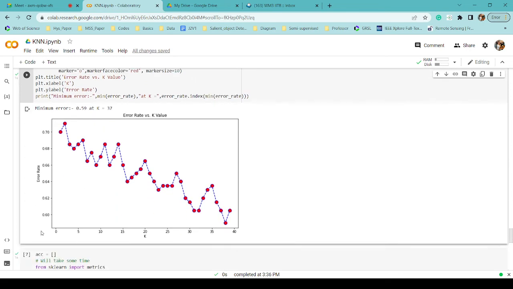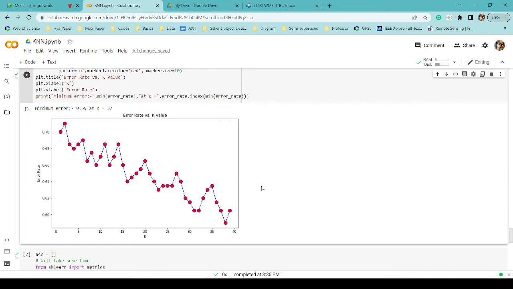Now see, when I took the value of k equals 1, my error was around 0.70. Similarly, when I'm taking the value of k equals 5, my error is around 0.69 or something like this. Similarly, as the k value was increasing, my error was reducing. And you can see at k 37, my error was minimum. That was 0.59. And again, it started increasing.